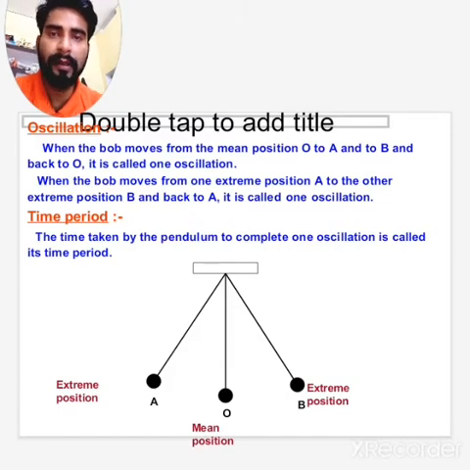What is the time period? The time taken to cover one oscillation is known as the time period. The time taken to cover one oscillation is known as what? The time period. So it is very important.